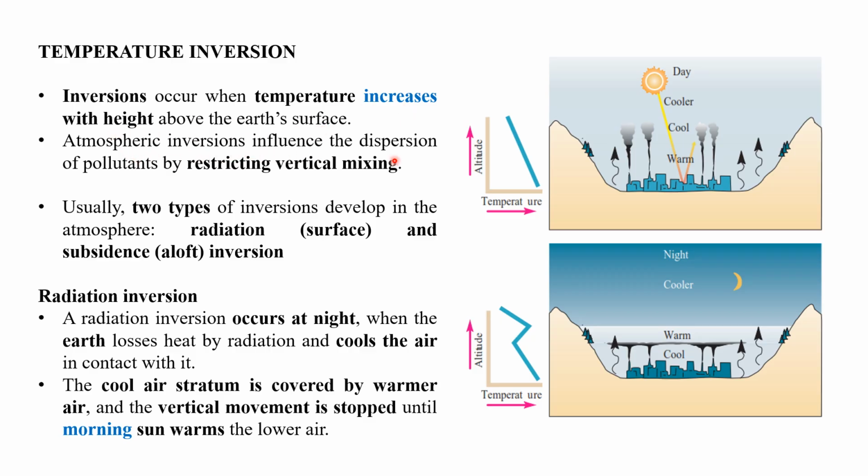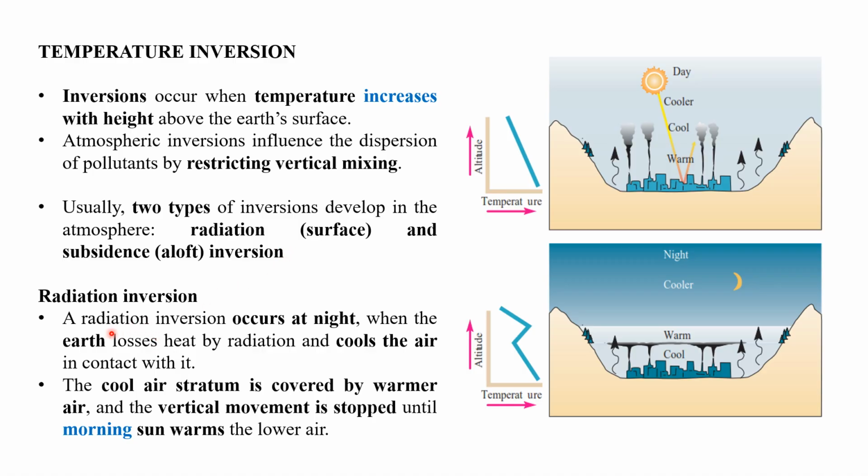Atmospheric inversion influences the dispersion of pollutants by restricting particle mixing, as we have seen in the case of a stable condition. Usually two types of inversion develop. This question is also asked: what are the different types of temperature inversions? Explain. The first one is radiation inversion, also called a surface inversion, and the second is subsidence or aloft inversion. Two types of inversions are there.